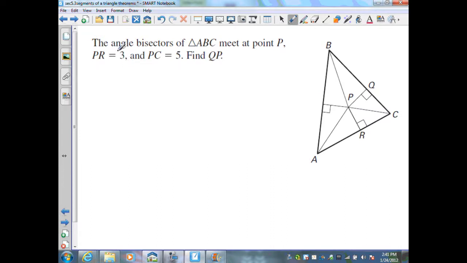The next example. The angle bisectors of triangle ABC meet at point P. P is the incenter and the point of concurrency for the angle bisectors of triangle ABC. And by theorem 5.7, the segments from that point to the sides of the triangle are congruent. We're given that PR is 3. We're given that PC is 5. But we're asked to find the length for QP. That is one of the three segments that are congruent. Therefore, QP is equal to 3.